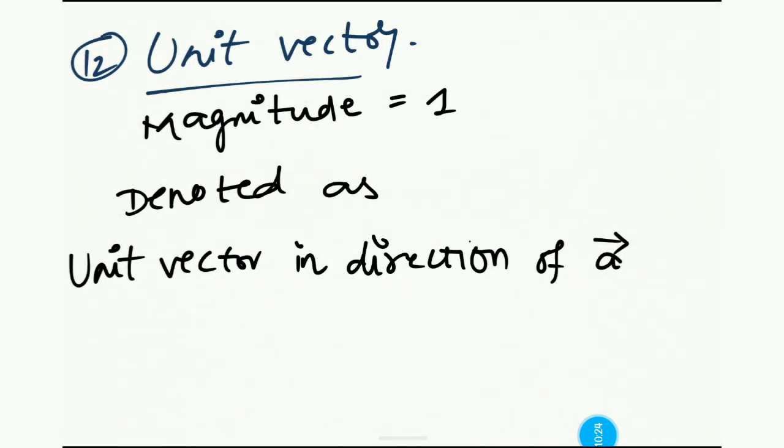Okay. Now we have to see unit vector, the last type. So in a unit vector, the magnitude of the vector is 1, only 1.